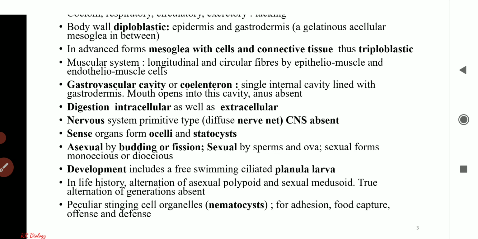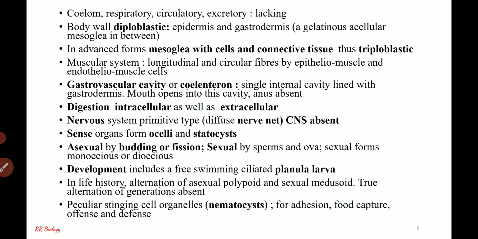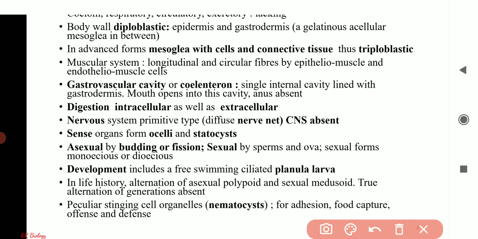See, if you're talking about the coelom, or the respiratory system, or the circulatory system, or the excretory system, all are wanting here. It means no respiratory system is there exactly, no exact circulatory system is there, and no excretory system is there. Even the coelom is absent here. I hope you know what is coelom. Coelom is the body cavity which is lined by the mesoderm.